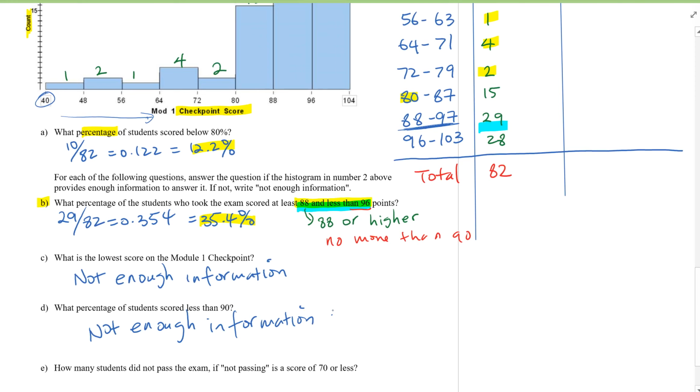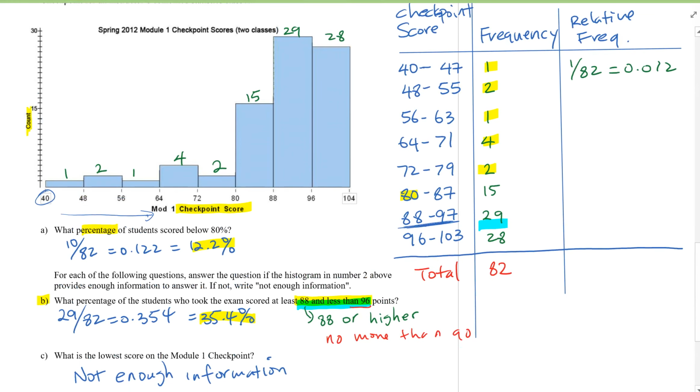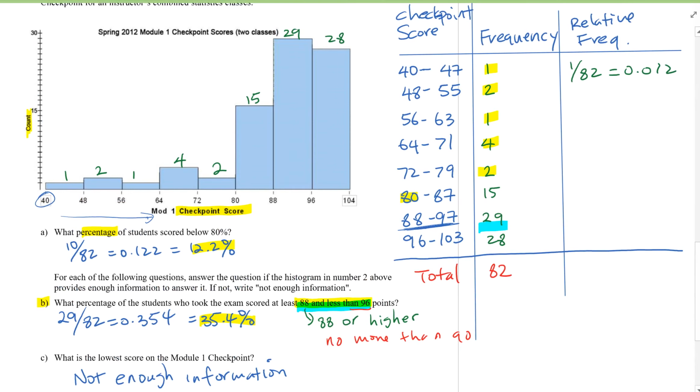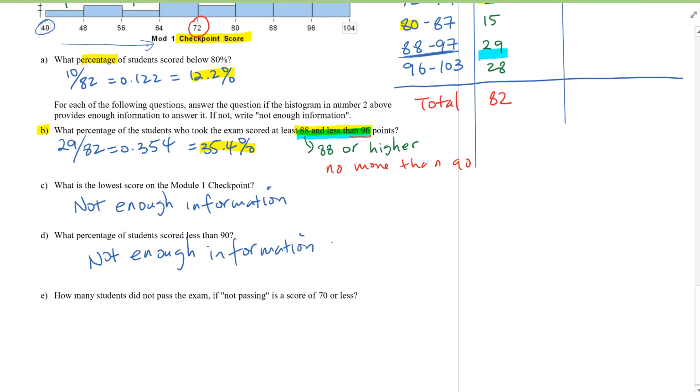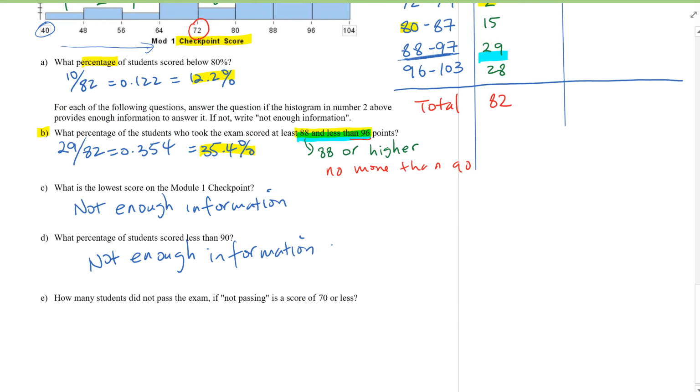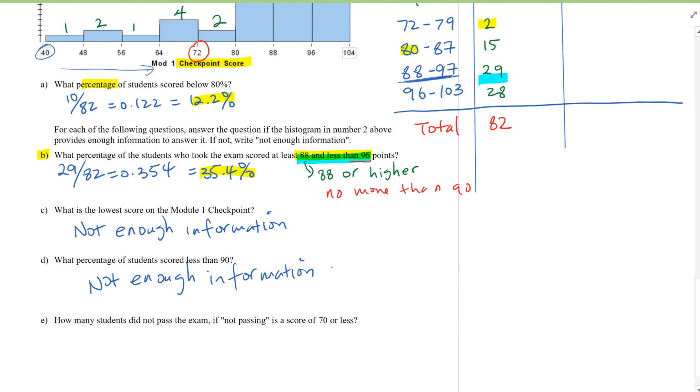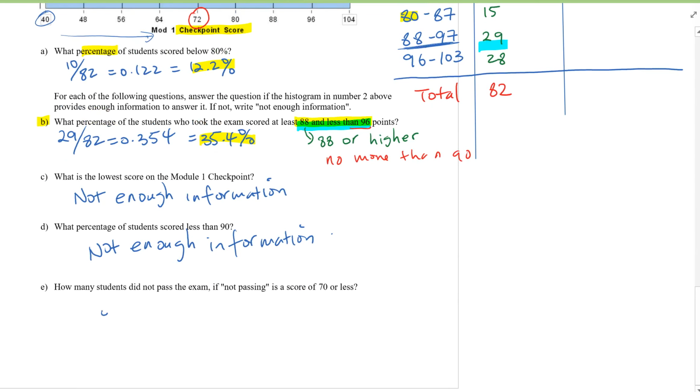Well, part E, if not passing is considered 70 or less, again, I look at my table here. 70 or less. I can say less than 72. I can also use my histogram. I can say less than 88, less than 64, but I don't know less than 72. Notice that for less than 72, I know there are 4 students who score from 64 to 72, but I don't know how many score less than 70. Okay, so therefore not enough information to say how many students are not passing the class, right? So therefore not enough information.